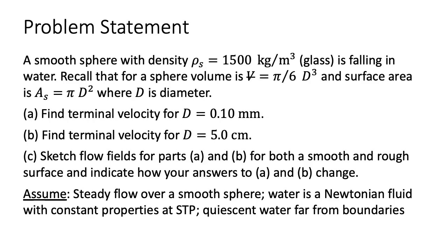For part B, find the terminal velocity for a sphere with a diameter of 5 centimeters, which is similar to a golf ball. For part C, sketch the flow fields for parts A and B for both a smooth and rough surface, indicating how the terminal velocity would change. For this problem, we will assume steady flow over a smooth sphere. Also, that water is a Newtonian fluid with constant properties at standard temperature and pressure. Finally, that the water is quiescent and the falling sphere is far from any surrounding boundaries.